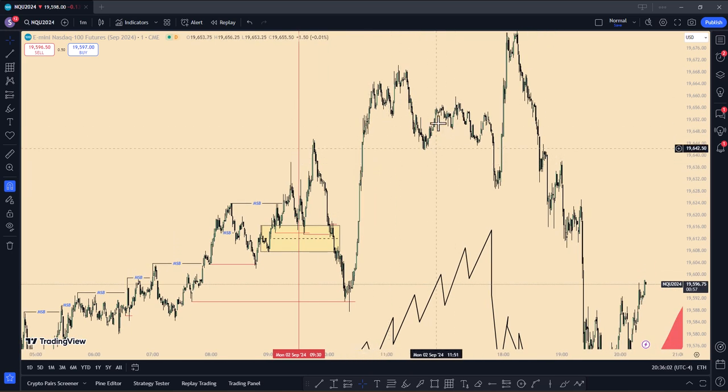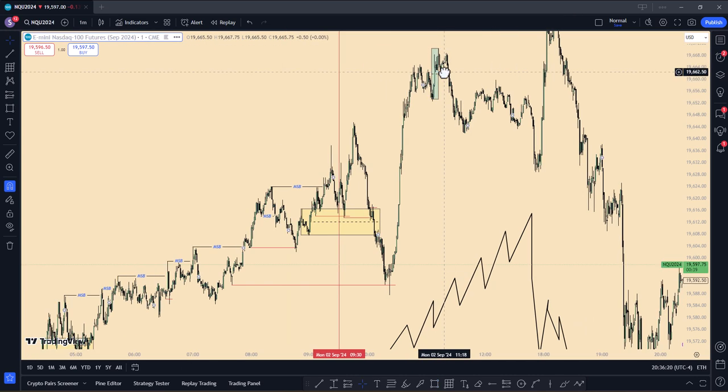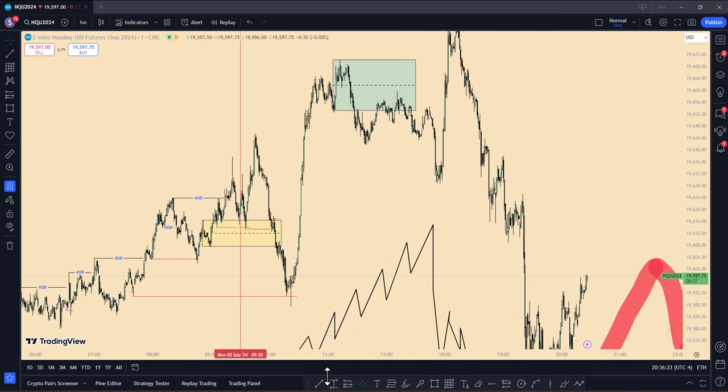Just like this, it happened here, but as you can see, look at the difference between this and this. This break of structure, immediately price gave you a retracement to enter from, and we had a really, really beautiful setup right here, which is this one right here. So we have this zone. So this is very important, right?